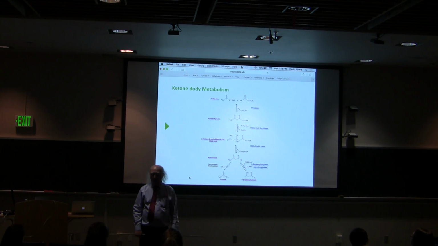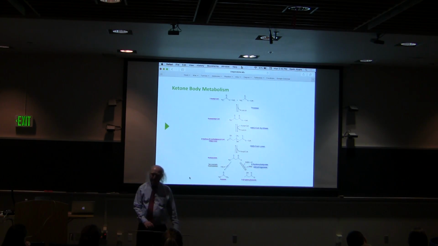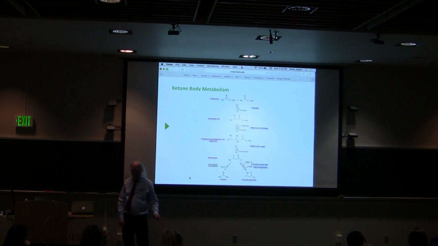So this is a good example of the liver feeding the rest of the body. Exactly. The liver is amazing, what the liver is doing to take care of the body. Yep, that's right. Good question.